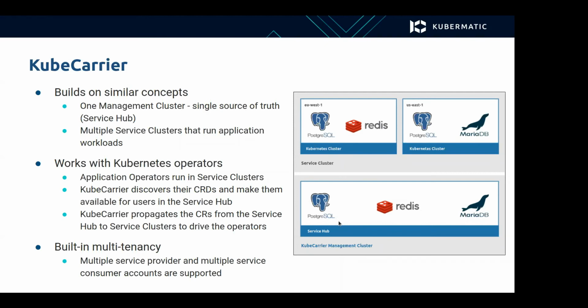And whenever some user wants to deploy, let's say, an instance of some application, they just do some trick that I'll explain later in the management cluster. Actually, the trick is that you just deploy a custom resource which is derived from the original one, and then KubeCarrier just takes that custom resource, deploys it into the service cluster, which drives the operator running in the cluster. And to conclude this slide, what's also unique in KubeCarrier is that it has built-in multi-tenancy. So it supports multiple service providers, which can run different service clusters and provide different applications.